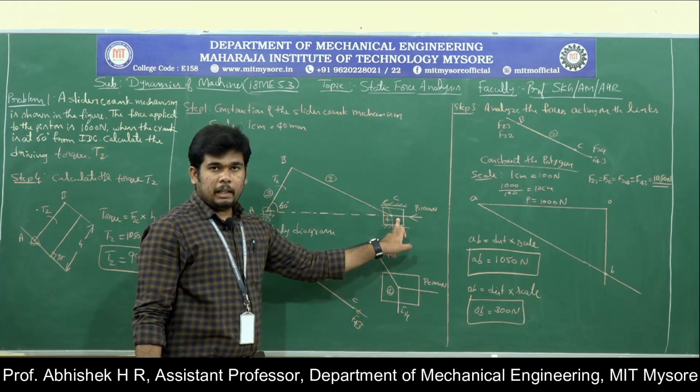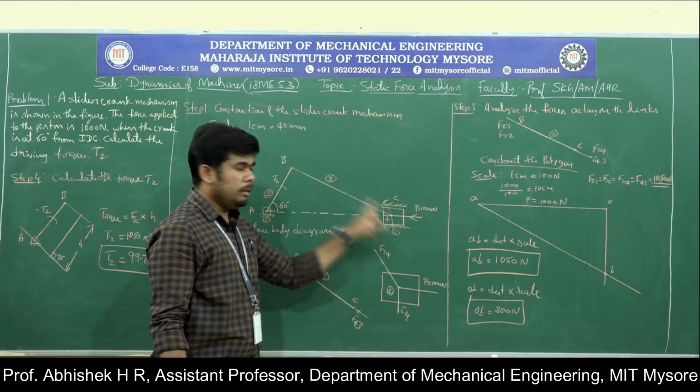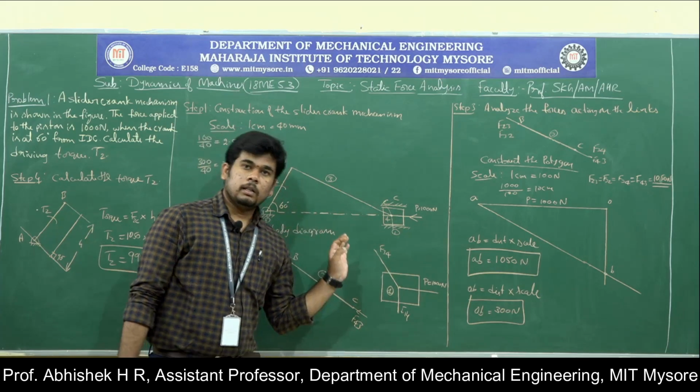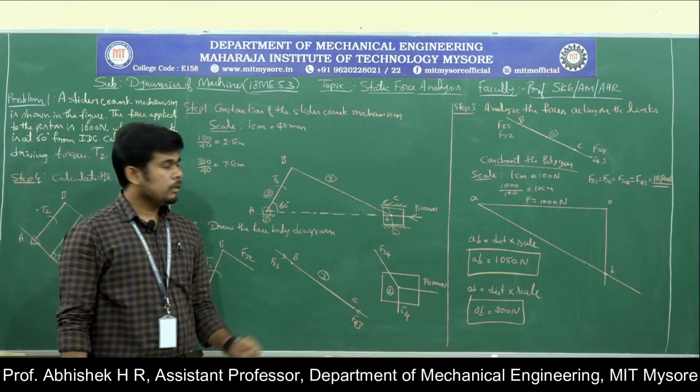So there you will get a meeting point, and just join the line BC. So your slider crank mechanism will be completed.